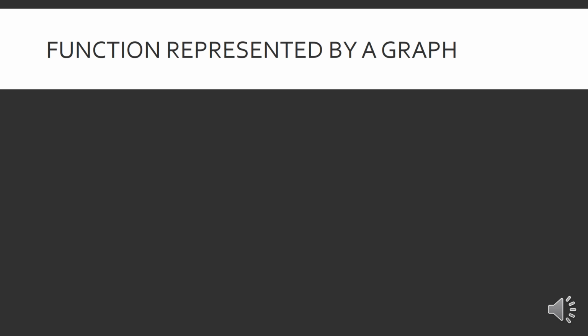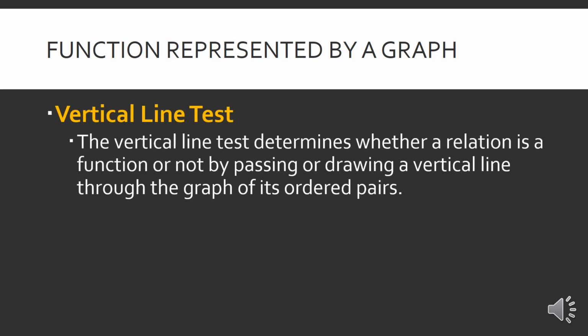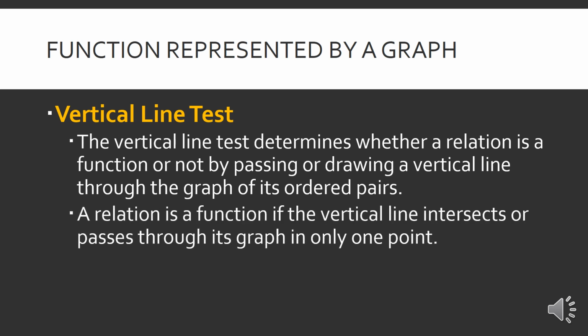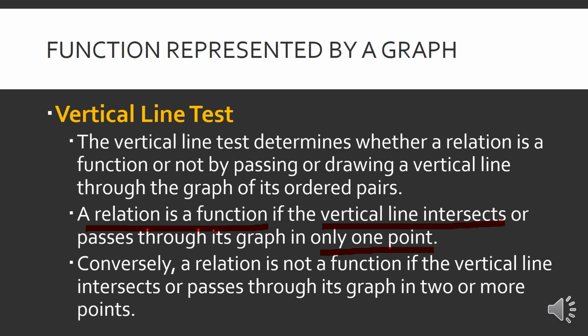A function can also be represented by a graph. A graph of ordered pairs can be considered a function by using the vertical line test. The vertical line test determines whether a relation is a function or not by drawing a vertical line through the graph of its ordered pairs. A relation is a function if the vertical line intersects the graph in only one point. Conversely, a relation is not a function if the vertical line intersects its graph at two or more points.